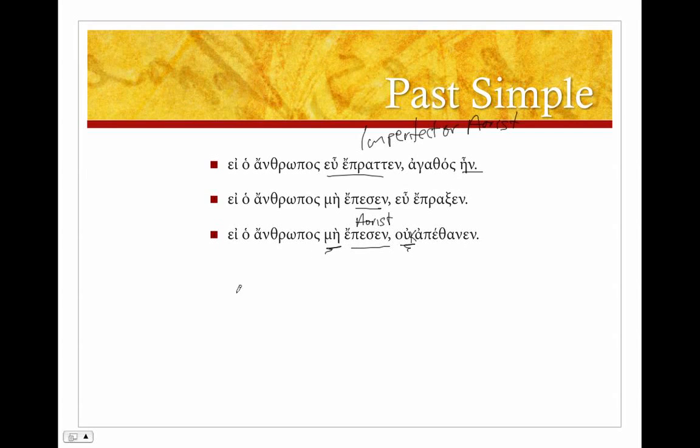So simple conditions, keep in mind, I'm going to use ei for the if, plus the indicative. And we're going to use the present or past, either of the past. And then we're going to just use the indicative, either present or past, for the apodosis.